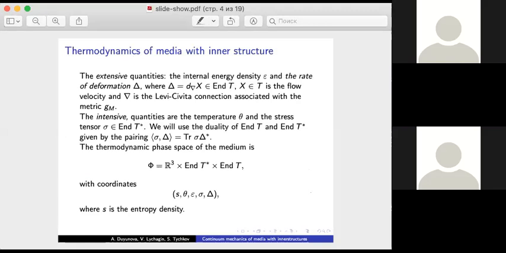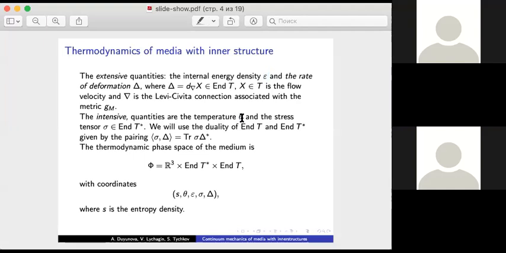In our model, we have two extensive quantities: the internal energy density epsilon and the rate of deformation delta, where delta is the covariant differential of the flow velocity field X, and nabla is the Levi-Civita connection associated with the metric GM. The intensive quantities corresponding to these are temperature theta and the stress tensor sigma.